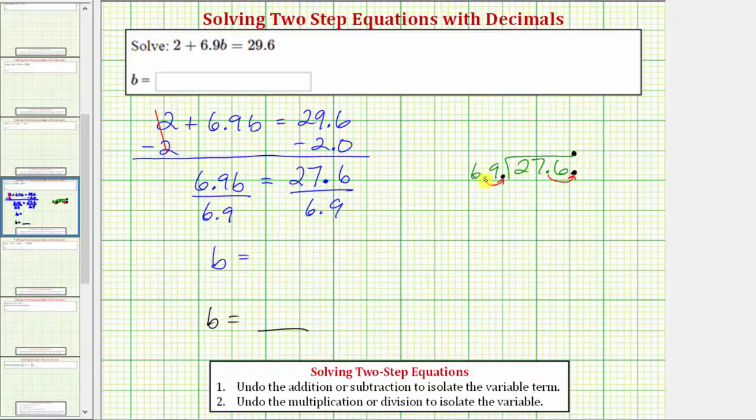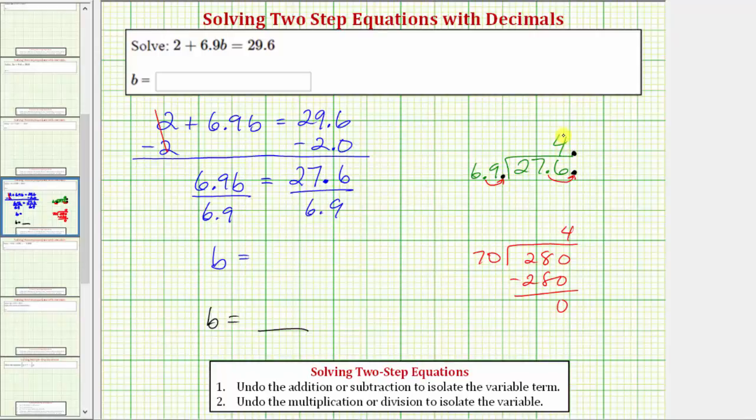So we need to determine how many 69s there are in 276. That's not an easy question, so what we could do is round 69 to 70 and round 276 to 280, and we can use this to estimate how many 69s there are in 276. And because 4 times 70 is exactly 280, we'll assume there are 4 69s in 276.